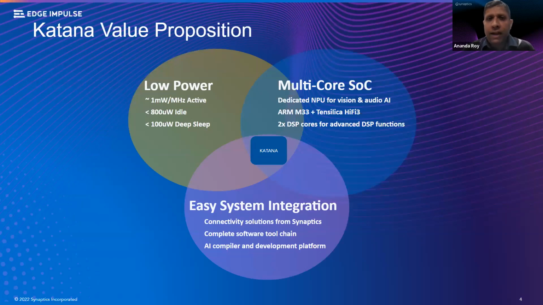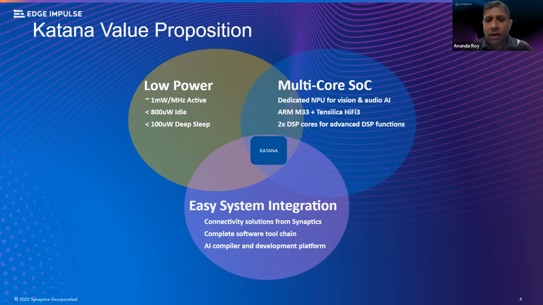So what is the key value proposition? We are the only SoC in the TinyML class which can do vision, audio, and other kinds of sensing, yet maintain very low power. As you can see on my slide, we consume about a milliwatt for every megahertz, and the clock rate is configurable from 20 megahertz up to 100 megahertz. In idle, when we are not doing any inferencing, we consume less than 800 microwatts of power.